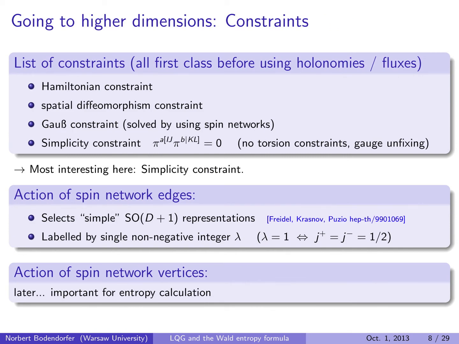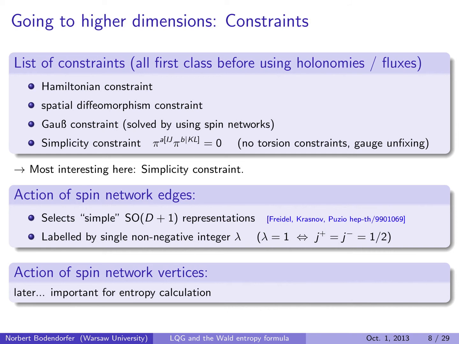Okay, so let's go to the next slide, number 8, constraints. Now, I've told you the variables which parameterize our phase space. Now I have to tell you about the constraints to which it is subject. Since it is related to the ADM formulation, we have a Hamiltonian constraint and a spatial diffeomorphism constraint. We have a Gauss law, which is because of the internal SO(D+1) invariance.